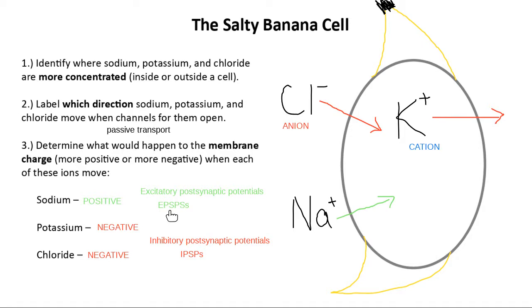If I'm a neurotransmitter and I open up a channel for potassium, I'm going to generate an IPSP. My neuron's going to get sad. It's going to get more negative. Same deal if I attach to a channel for chloride. If I open that up, that's going to make the inside more negative. I'm generating an IPSP.